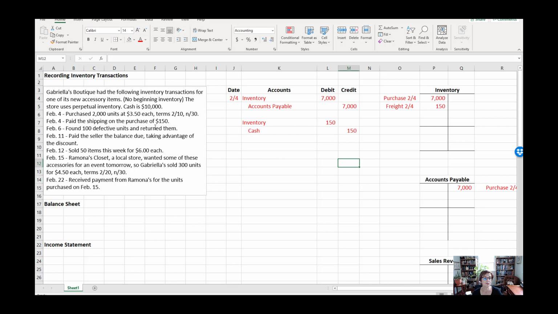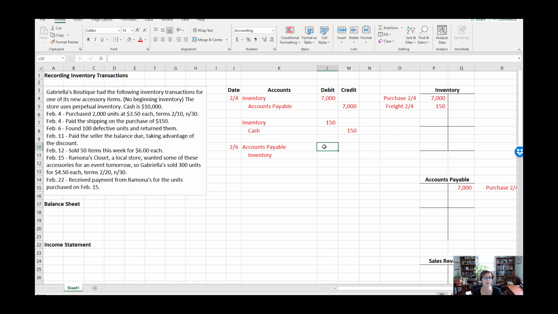Next up, we found 100 defective units and we returned them on 2/6. So 100 defective units and returned them. What does that mean? Basically think of it this way. It's the opposite of what happened when you bought it, right? When we bought it, we debited inventory and credited accounts payable. So now we're going to do the opposite. We're going to debit accounts payable because accounts payable is going down. And we're crediting inventory because inventory is also going down. We returned the inventory to the place where we bought it from.